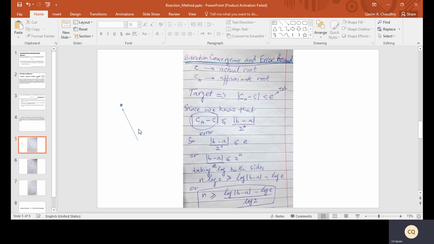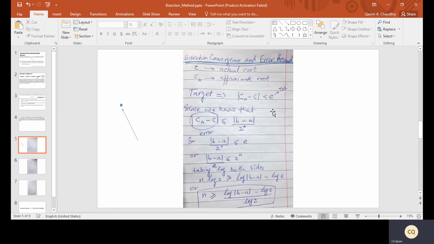So the question is how much error you can afford, or how much can be tolerated. That is called the tolerance, or in this case we have used epsilon. Epsilon is basically a very small quantity in mathematics, you know that. So students, if for example one is your actual root, you don't know this value. The second one is the approximated root. And now the question is, you want to go as close to that actual root as you can.